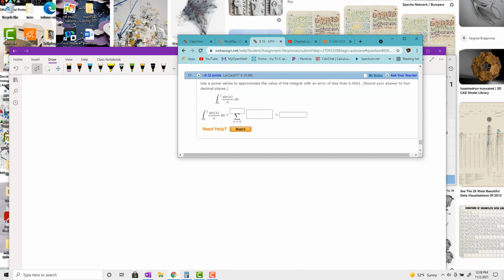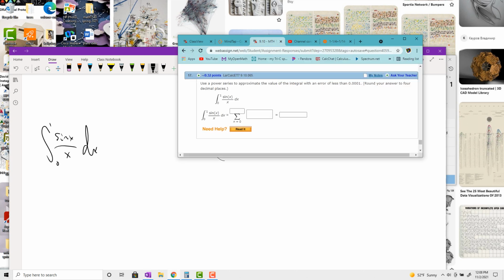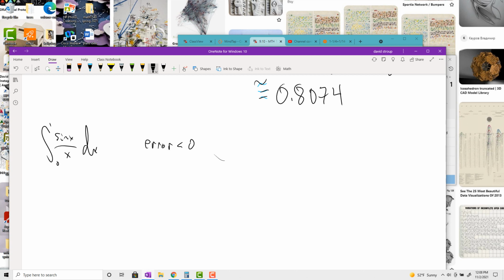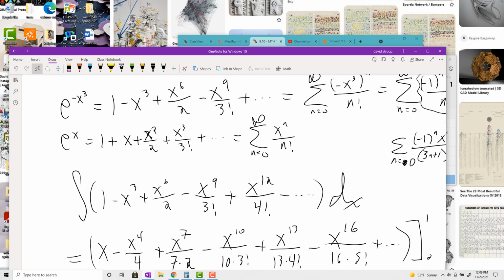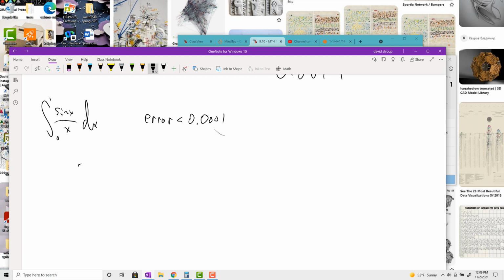Alright, so it's power series for this thing, sine of x all over x, from 0 to 1 dx. And our error, we want error less than 0.123. Let's not get too carried away with all the rewriting and expanding. But anyways, first off, sine of x over x: you take the Maclaurin series for sine x and divide the terms of the series by x.